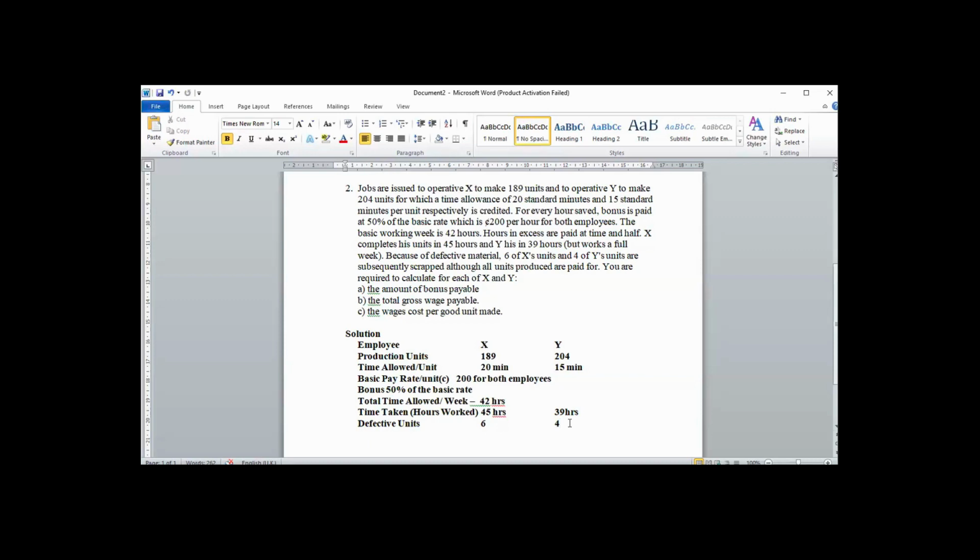Now, looking at this question, the third one is just the best, the Rowan bonus scheme. It has the attributes of the question. No, I said all the attributes of the formula are in the question.